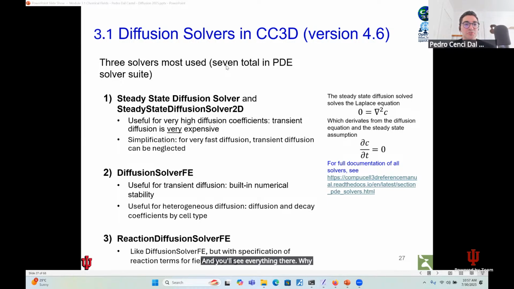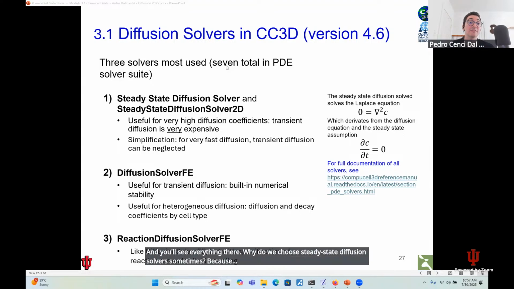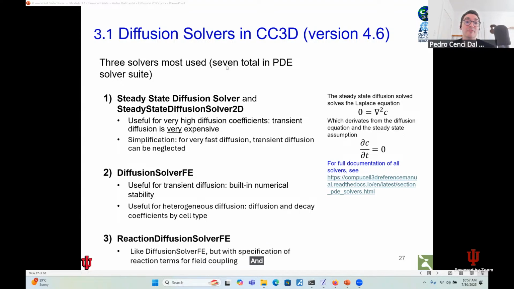Why do we choose the steady state diffusion solver sometimes? Because if the diffusion coefficient is extremely high, it will be very expensive to simulate all the way to the steady state. So instead of solving the transient of the diffusion equation, you solve directly for the steady state. If you care about the transient, which most of us do, we use the diffusion solver FE.